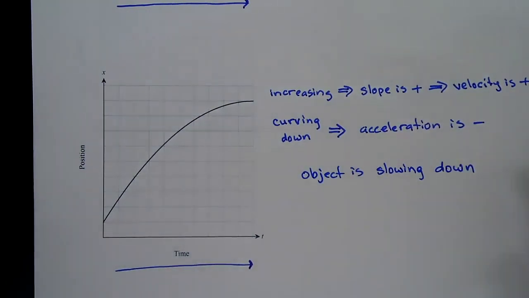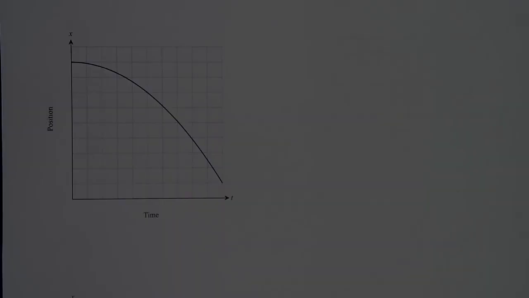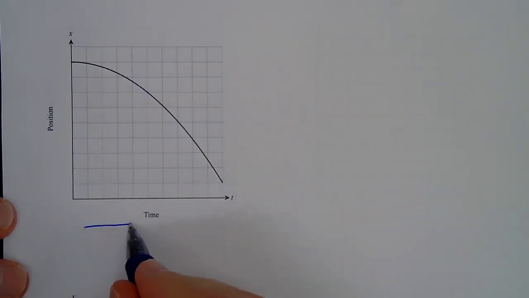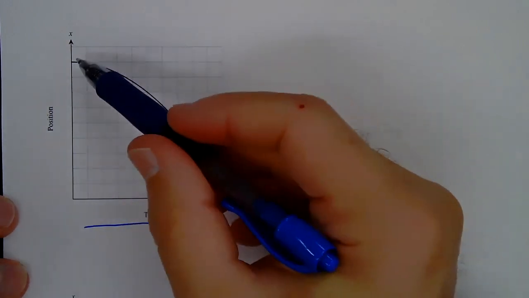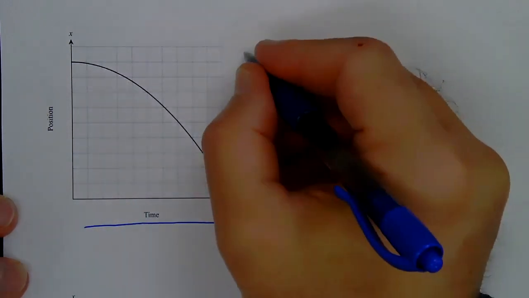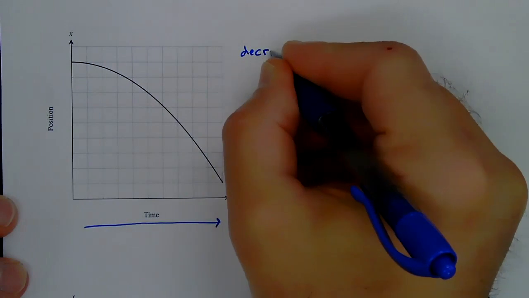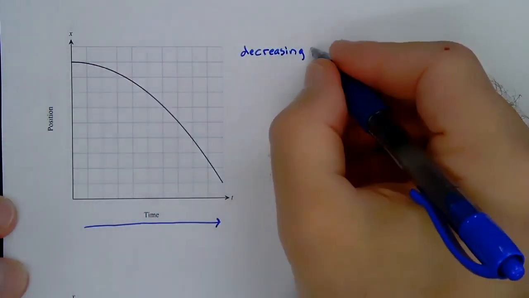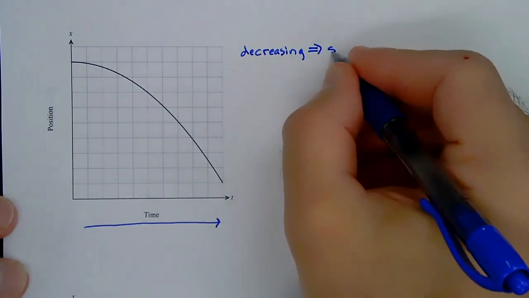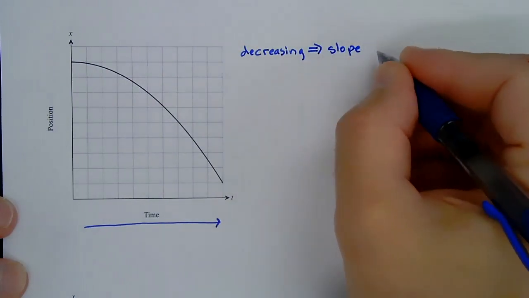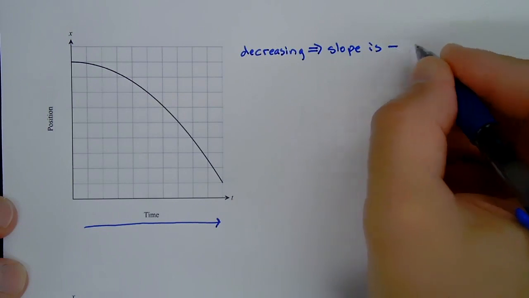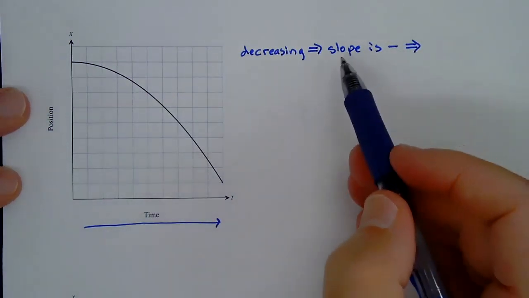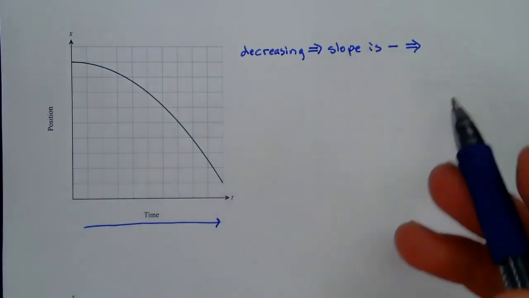All right, next one. Once again, we read this from left to right, and now it is decreasing. Since it's decreasing, the slope at any point on there is negative. This is a position time graph, the slope is negative, therefore the velocity is negative.